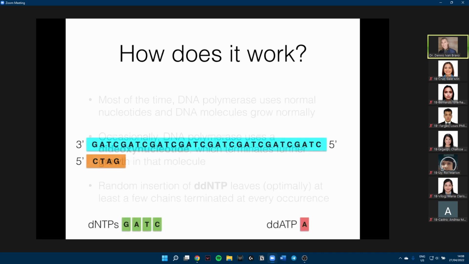We have here a simple illustration, an animation of the process. So we have 4 separate reactions. And in this particular reaction, it contains all the requirements, such as the template, the primer, the enzyme DNA polymerase, and the dNTPs that will be incorporated into the growing chain, as well as a chain terminator for A. That means there are 2 possible results for this one.